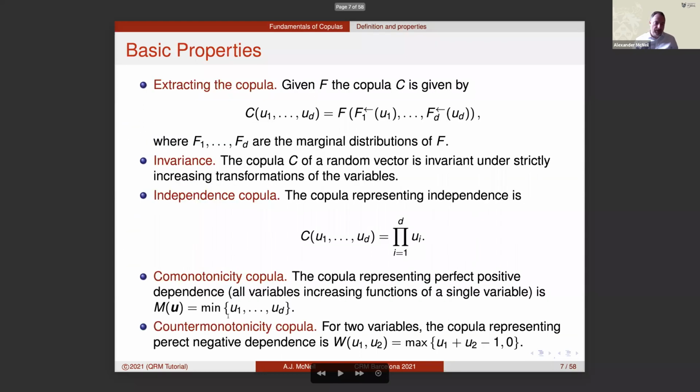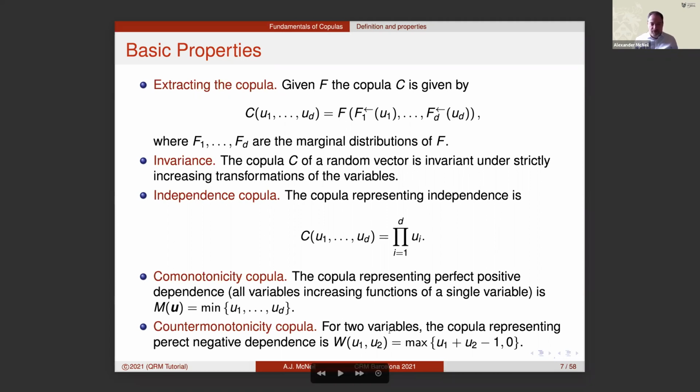There is an opposite concept in 2 dimensions, which is counter-monotonicity. If you had 2 variables which were related by a deterministic and decreasing function, that's counter-monotonicity. When one is large, the other is small, and vice versa. That has a copula, which is usually called W instead of C, which is given by the maximum of u1 plus u2 minus 1, and 0. Because it is a distribution, it can't become negative, and so the maximum is taken with 0.